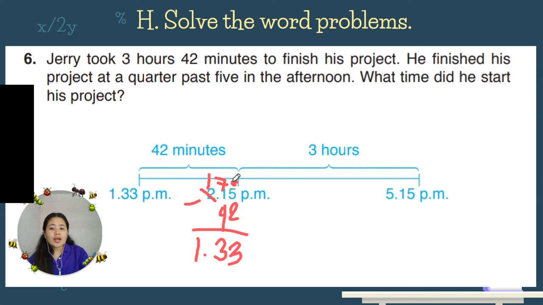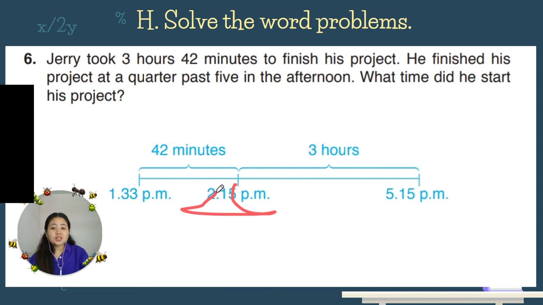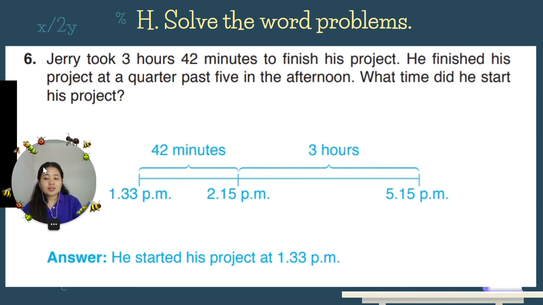Okay, so look at this. Why did I do 7? That should be 11, right? No, it is not 11, because when we borrow from the hour, 1 hour is 60 minutes. So if you borrow 1 from here, 60 plus 10 will be 70. So we put 7. So 7 minus 4 is 3. So 1:33 p.m. So what time did he start his project? The answer is, he started his project at 1:33 p.m.